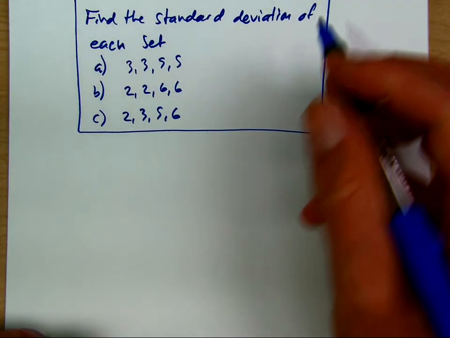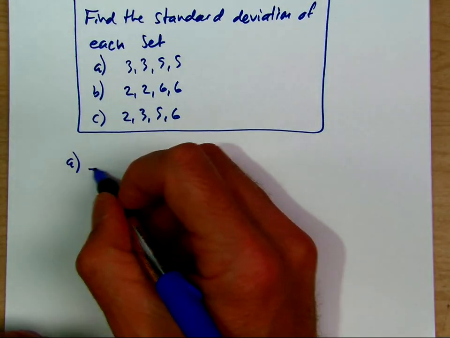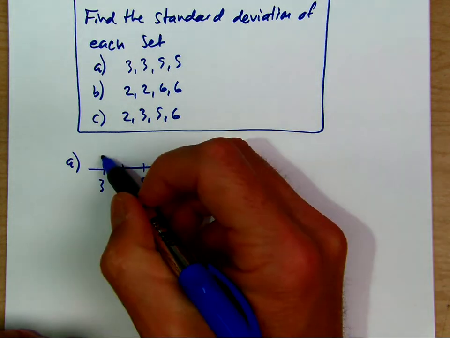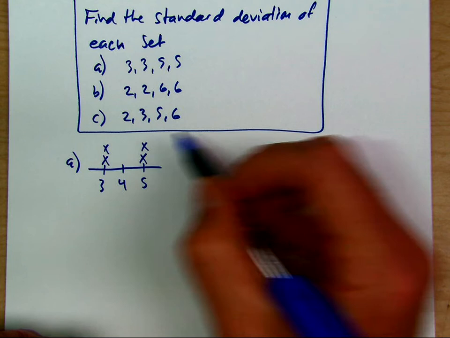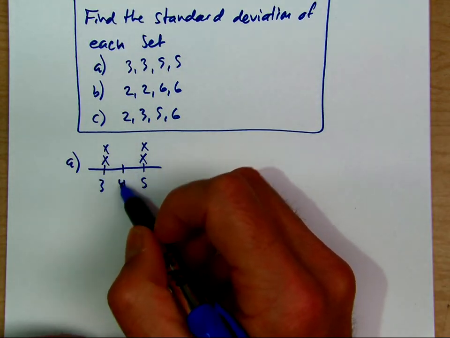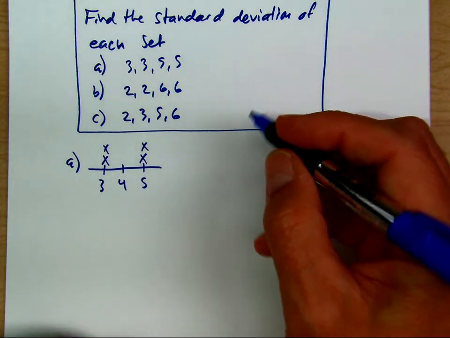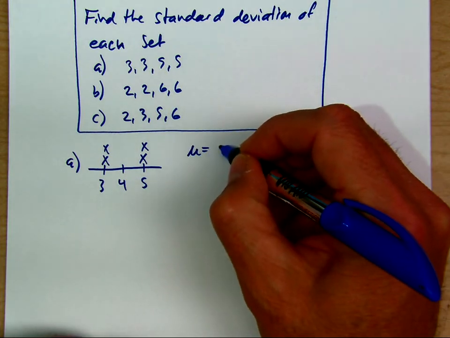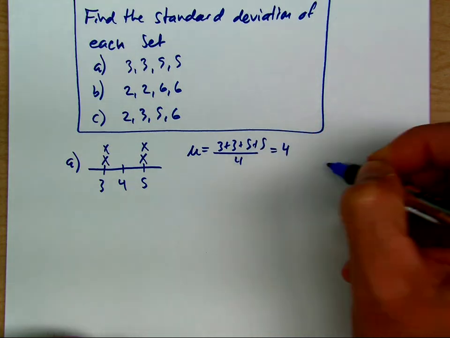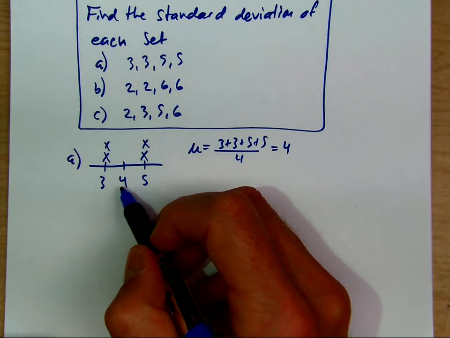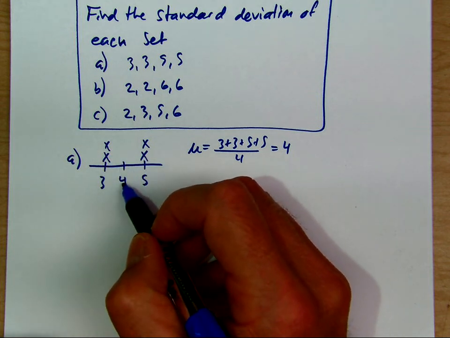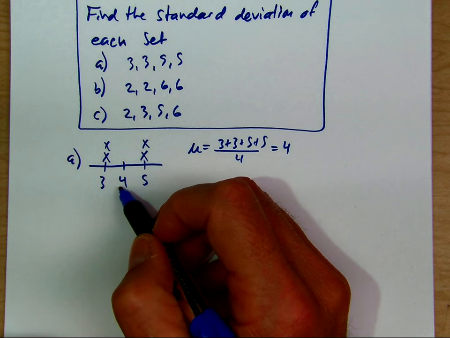So if we look at A, and we have 3, 4, 5, so we see that these values are a distance of 1 away from the mean. We would say that the mean is 3 plus 3 plus 5 plus 5 over 4, and that equals 4. So the mean is 4, and every value is a distance of 1 away from 4, so we could see that the standard deviation is 1.